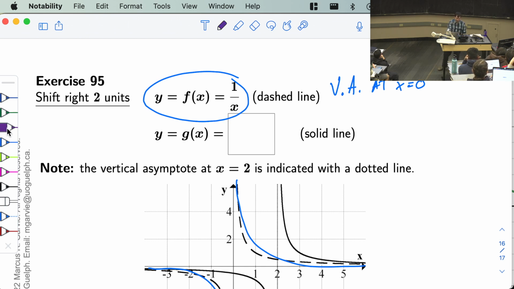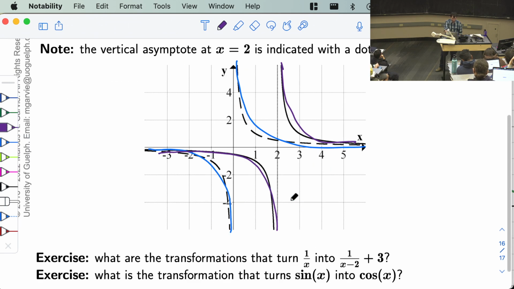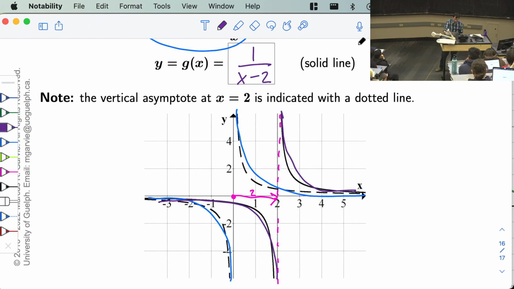The question says, please shift it right by 2 units. How do you shift right by 2 units? You might think it's plus, but it's not. It's minus. 1 over x minus 2. So this will be this function shifted over by 2 units. And one way you can see we've correctly shifted over by 2 units is the vertical asymptote should have moved over by 2. So it used to be at x equals 0, and now the vertical asymptote is at x equals 2. So the vertical asymptote at x equals 2.